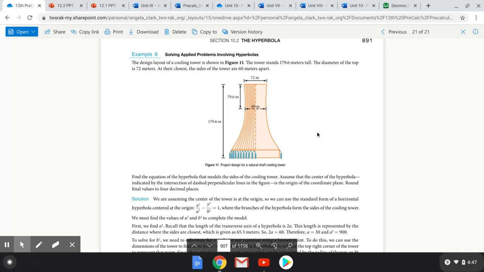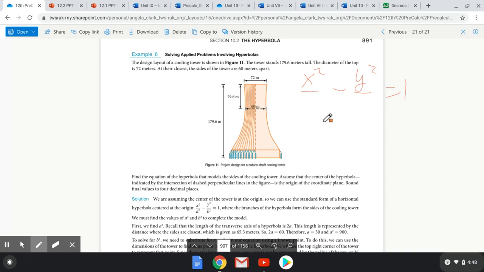Okay, so that's what we know. This is a horizontal hyperbola, so our x term is going to be first. We're assuming that the origin is right here, and we're going to have x squared over something minus y squared over something equals 1. Because we've decided that the center is at the origin, we don't have to worry about adding or subtracting anything here. This is a horizontal hyperbola, so we know that the x term is first. So now we just have to figure out what a and b are.